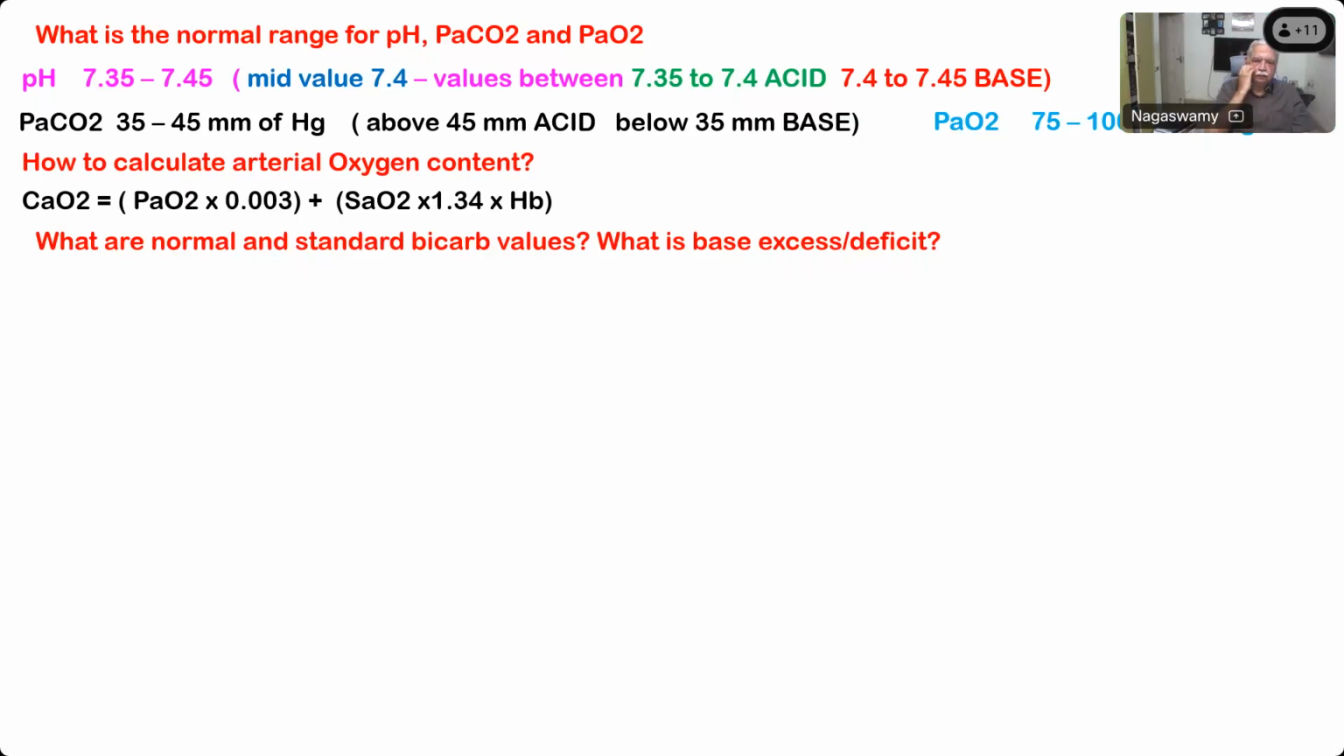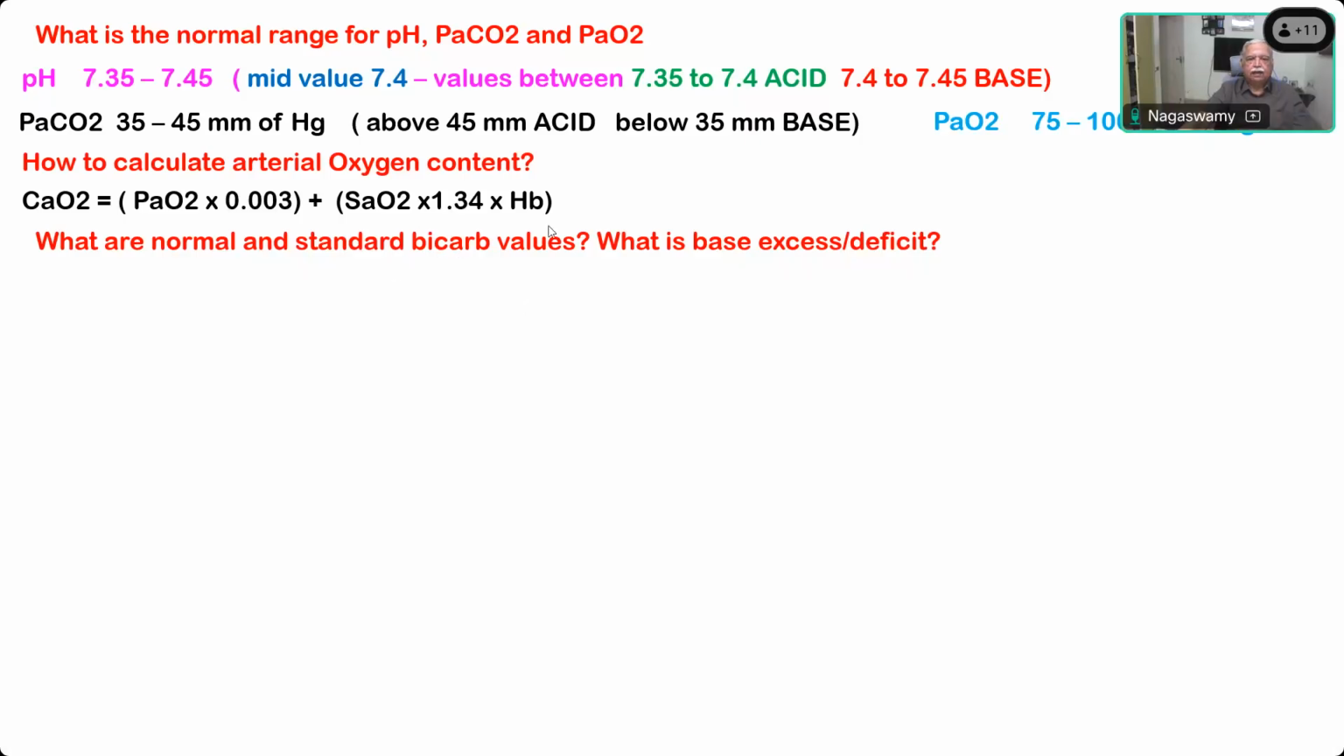So bicarb is 22 plus minus 2. What you measure is the normal bicarb. Yes, sir, 22 to 26. But what is standard bicarb? Calculated, sir. Calculated.